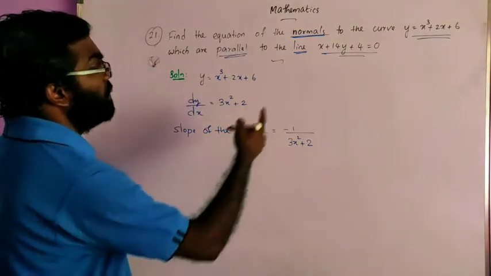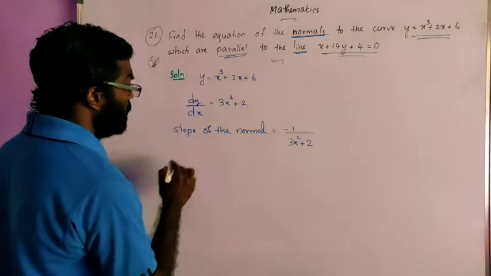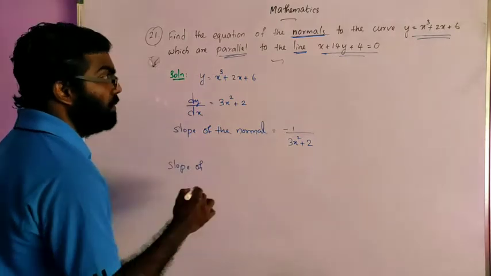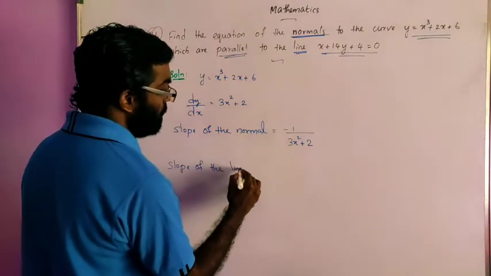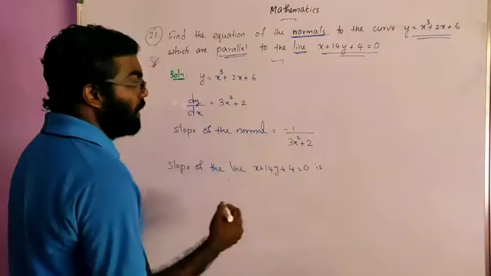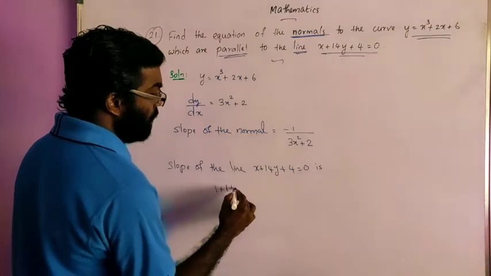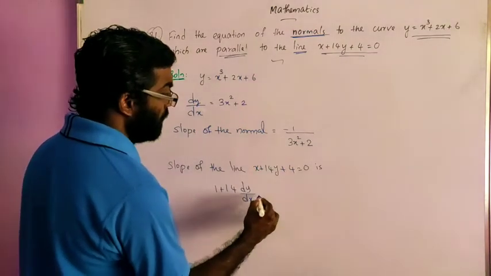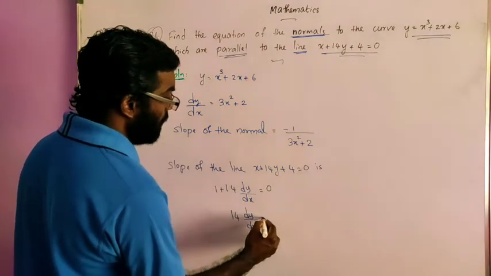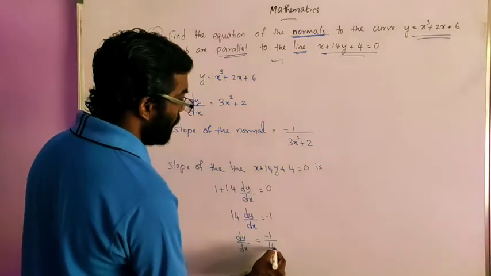Okay. Now the equation of the line is x plus 14y plus 4 is equal to 0. From this we can write the slope of the line x plus 14y plus 4 is equal to 0. Here we can differentiate the equation with respect to x to find dy by dx. So 1 plus 14 into dy by dx is equal to 0 or 14 into dy by dx is equal to minus 1 and dy by dx is equal to minus 1 by 14.